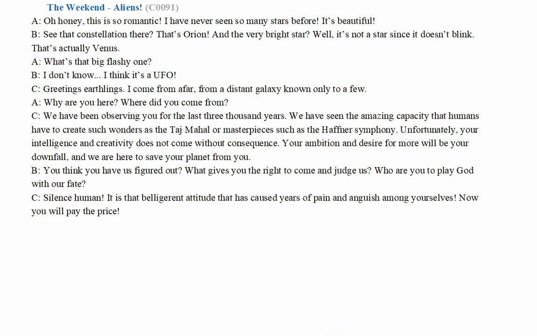Oh, honey, this is so romantic. I've never seen so many stars before. It's beautiful. See that constellation there? That's Orion. And the very bright star? Well, it's not a star because it doesn't blink. That's actually Venus. What's that big flashy one? I don't know. I think it's a UFO.